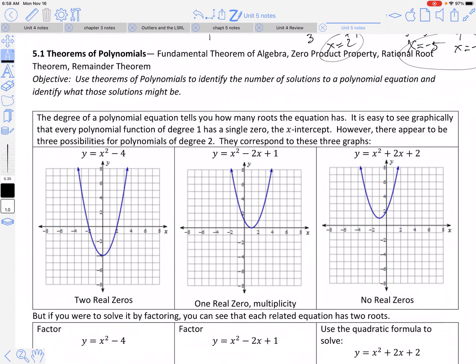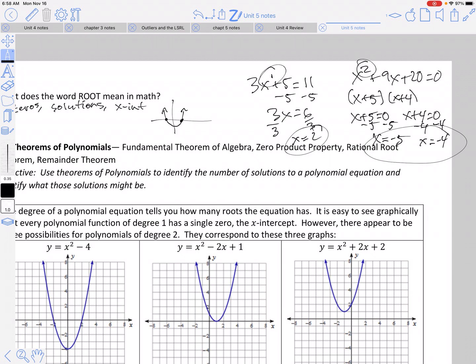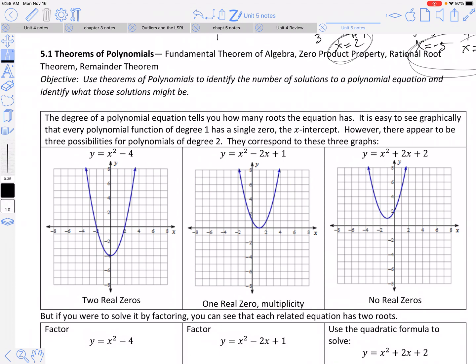Okay, so let's go back. The degree of a polynomial equation tells you how many roots. What's a root? Yeah, zeros, solutions, or x-intercepts. So notice the degree of the first polynomial that we did was 1, and we had 1 solution. The degree of the other polynomial, the quadratic that I wrote, was 2, and it had 2 solutions.